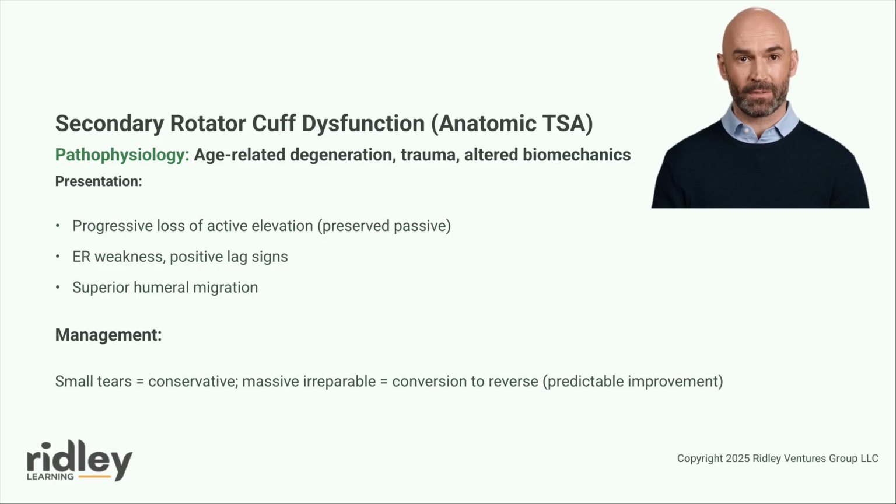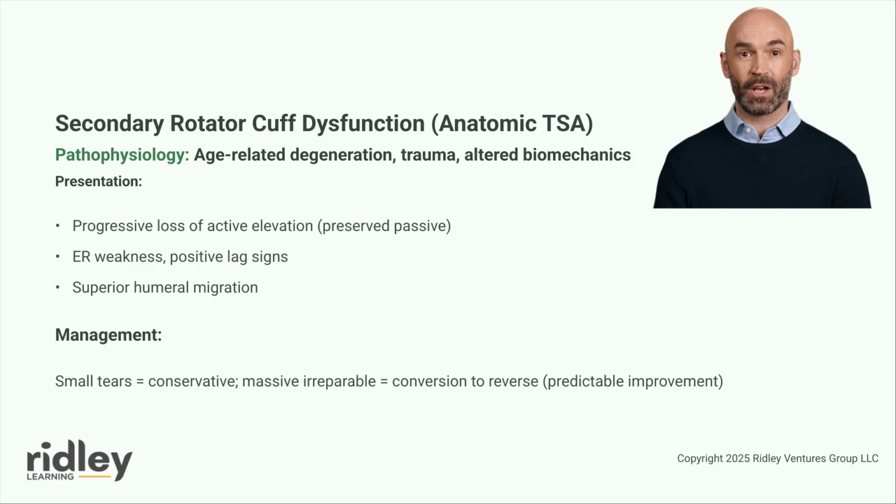Secondary rotator cuff dysfunction, defined as progressive deterioration of previously intact rotator cuff tendons following anatomic total shoulder arthroplasty, represents a concerning complication that increases in incidence over time and is associated with worse clinical and radiographic outcomes. The pathophysiology of secondary cuff dysfunction is multifactorial and includes age-related tendon degeneration, trauma, iatrogenic injury during surgical dissection, and altered biomechanics related to prosthetic positioning or subscapularis insufficiency.